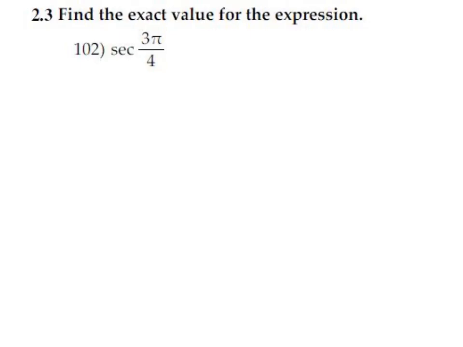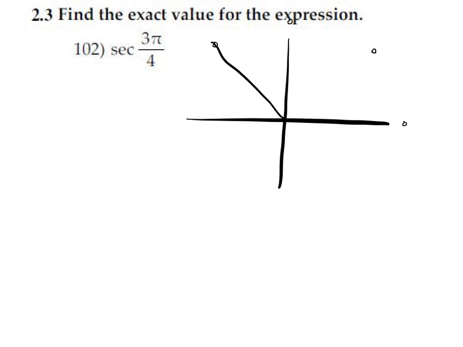Find the exact value for the expression secant 3 pi fourths. So first off, 3 pi fourths: 0, 1, 2, 3. This is 3 pi fourths. From that we need to get the reference angle. The reference angle is pi fourths.